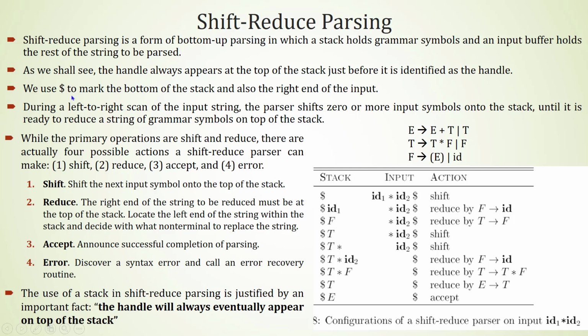We use dollar to mark the bottom of the stack and also the right end of the input. During a left to right scan of the input string, the parser shifts zero or more input symbols onto the stack until it is ready to reduce a string of grammar symbols on top of the stack. This statement will be clear when you see this example. While the primary operations are shift and reduce, there are actually four possible actions a shift reduce parser can make: shift, reduce, accept, and error.